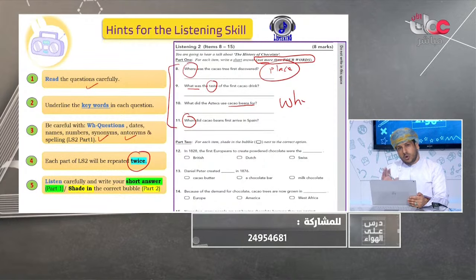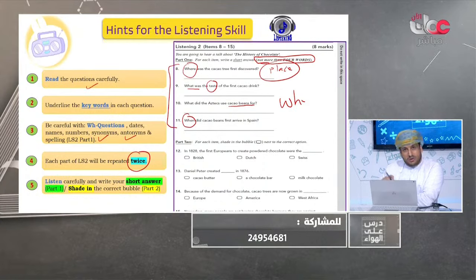Okay, so that's all about the reading, dear students. That's all about listening. So I'd like you to just put this in mind. Try to take notes in tomorrow's exam. Try to underline and try to listen carefully. I hope that you can get the full mark tomorrow, inshallah, 15 out of 15. All right.